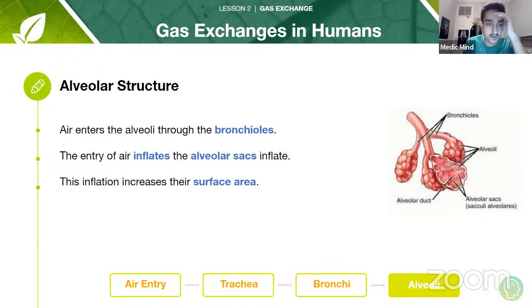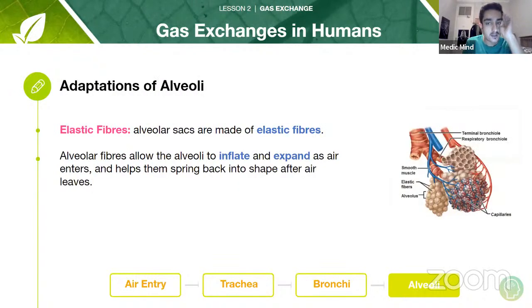This inflation increases their surface area. And again, the alveoli are made of elastic fibers. These elastic fibers help to stretch and recoil, which will help control their shape, but also help push air in and out of the alveoli.